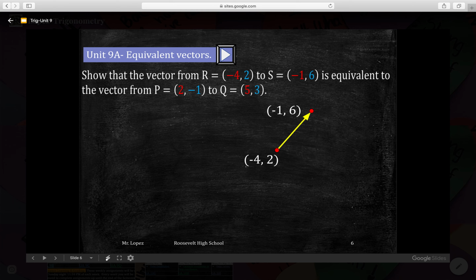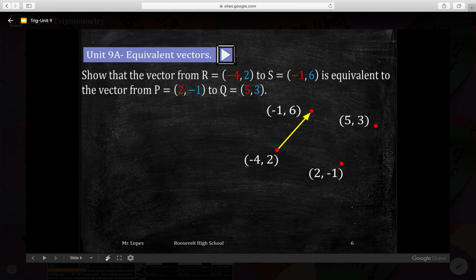So negative 4, 2 goes to negative 1, 6. So you're subtracting the x's and then subtracting the y's. So negative 1 minus a negative 4, that is 3. And then 6 minus 2 is 4. So it's 3, 4. So the component form of the vector is 3, 4.